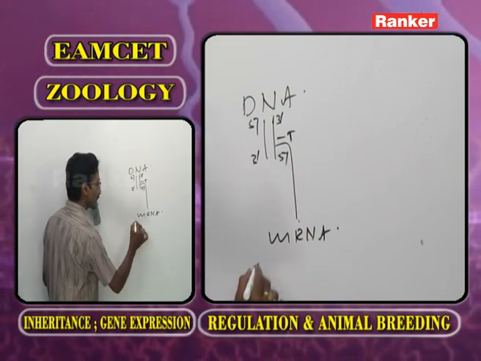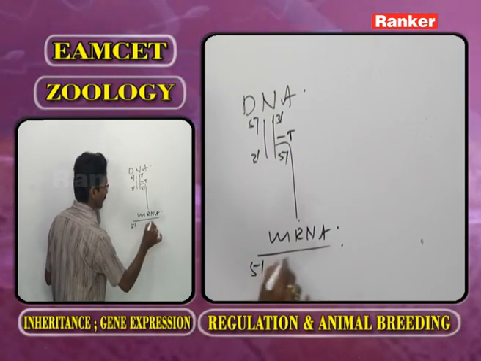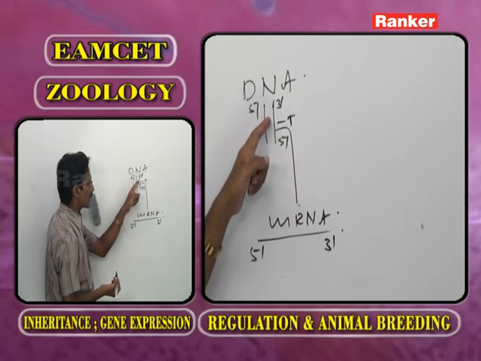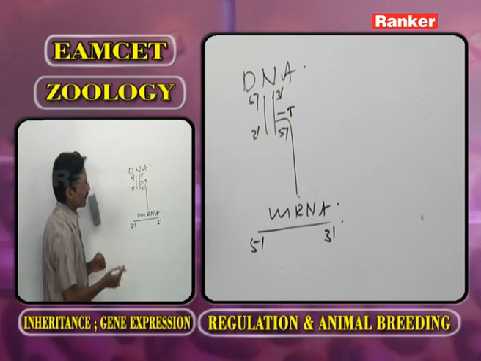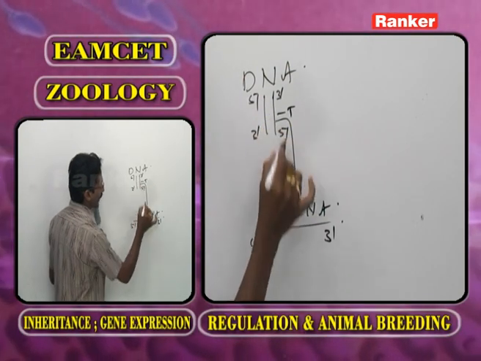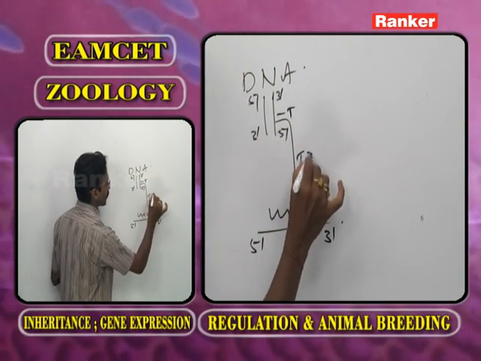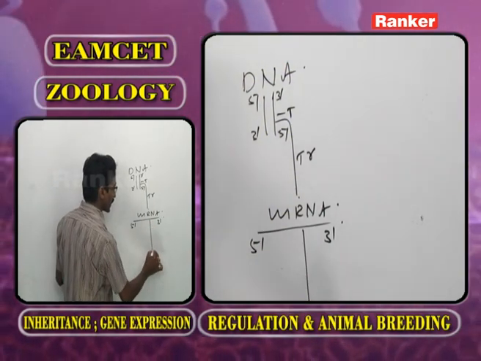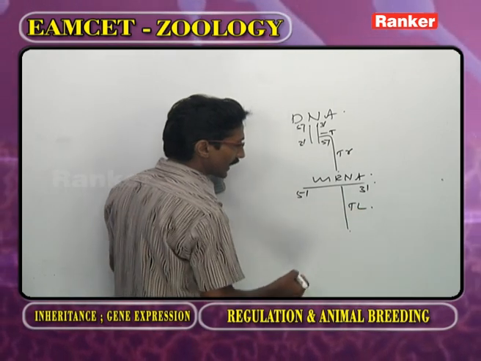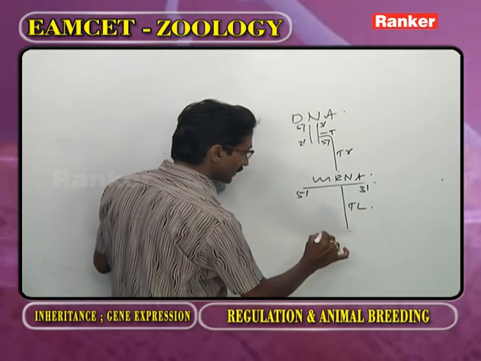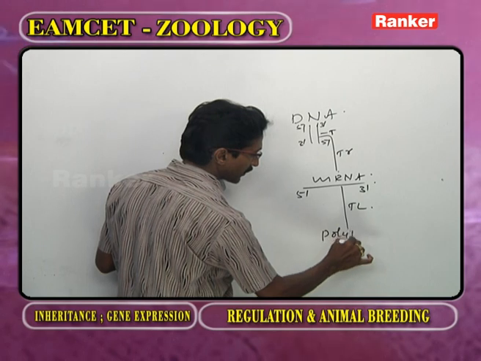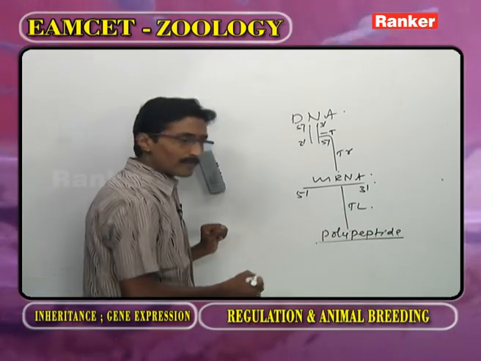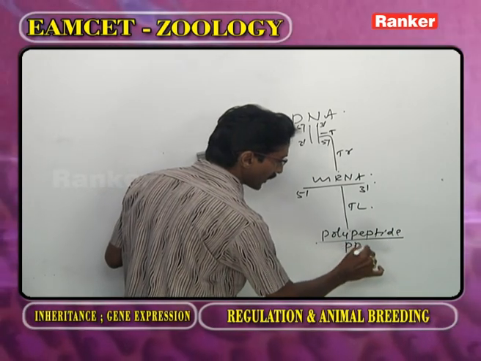The mRNA is synthesized in which direction? 5' to 3', because it is complementary to the template strand. Now from the template, mRNA is formed by a process called transcription. From the mRNA, by a process called translation, we are getting the polypeptide chain. That polypeptide chain becomes the protein.